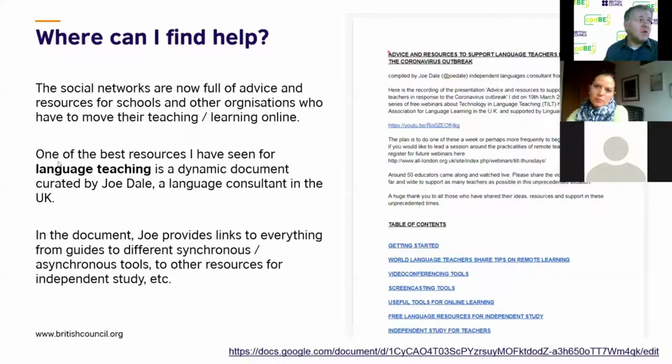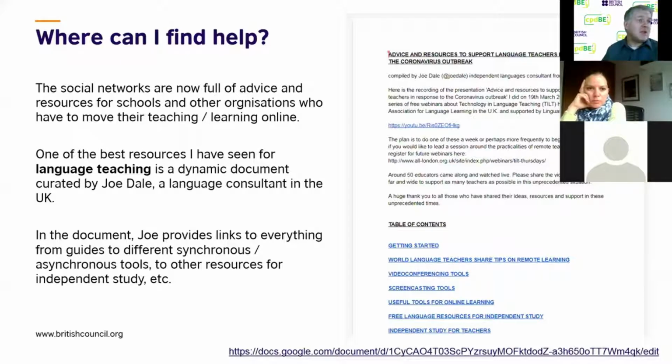For those of you who are language teachers, we all know that we have particular needs which are different from subject teachers. Related to that, one of the language consultants that is very active in the UK has put together a dynamic document which is changing all the time as he comes across links and information to help language teachers address learning and teaching online.